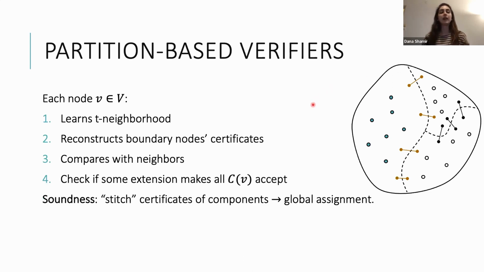And now, to show this TPLS is sound, we need to show that if the nodes in the graph accept, it means that there exists a certificate assignment for the original PLS, the 1PLS, that will make the entire graph accept. And this is true because the certificates of the boundary nodes are given in advance, and for the inner nodes, we can take the certificates each component found, the certificates that made the nodes of the component accept. And we can stitch these certificates together to a global assignment of certificates to the graph that will make the entire graph accept.